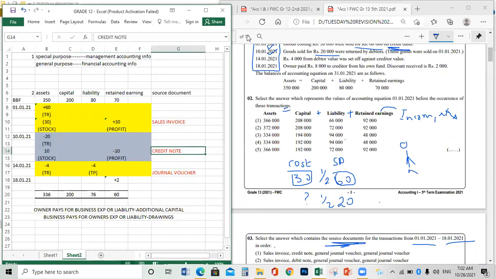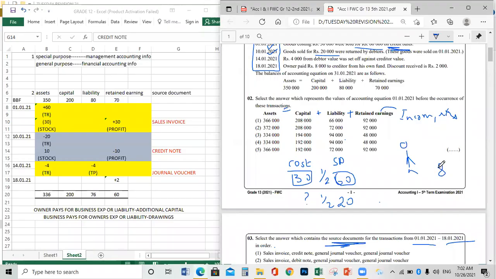Got the answer? Let's see if your answers are correct. Some of you say 8,000, some of you say 10,000. Be careful, guys. They are telling us the owner paid 8,000. That means the owner has fully paid 8,000 to the creditor. Not only that, he has also received a 2,000 discount.